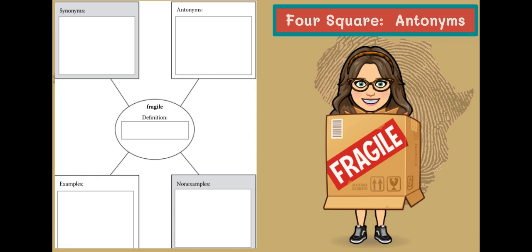We introduced antonyms in a previous lesson. An antonym is a word that means the opposite. Emerge and disappear are opposites. They are antonyms. Black and white are antonyms. Above and below are antonyms. Hot and cold are antonyms.